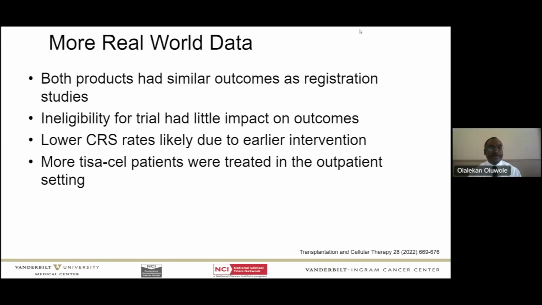two products. So the conclusion is that both products have similar outcomes as it was in the registration studies. Ineligibility for clinical trial did not really impact outcomes by much. There were lower CRS rates in some of the products, and we think they may be due to earlier intervention, because earlier on in ZUMA-1, we were learning how to manage toxicity. By the time the real world data was coming up, treatment protocols had been modified so you could intervene earlier and probably prevent higher rates of toxicity. And more T-cell cases for sure were able to be treated in the outpatient setting.